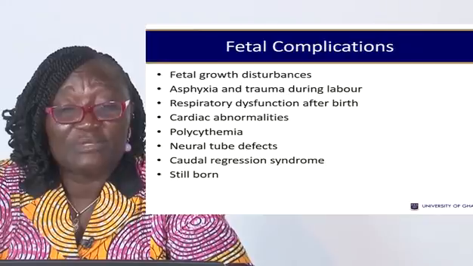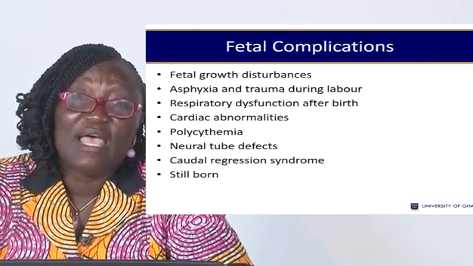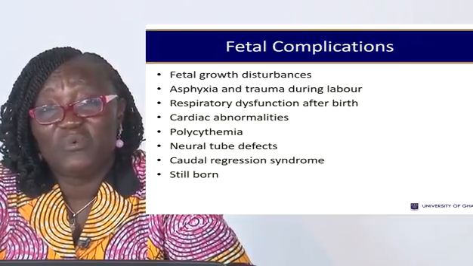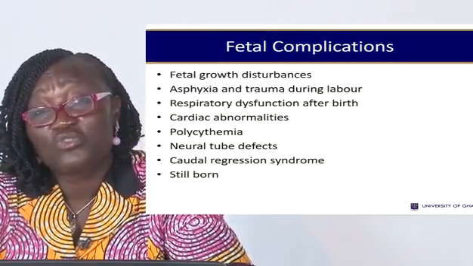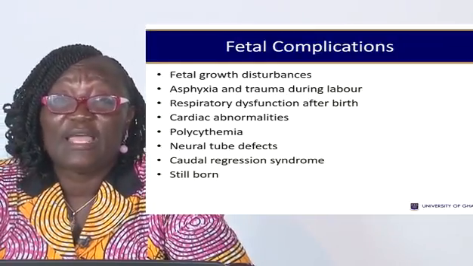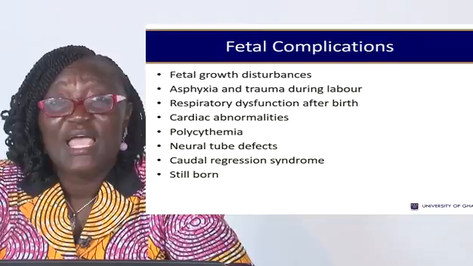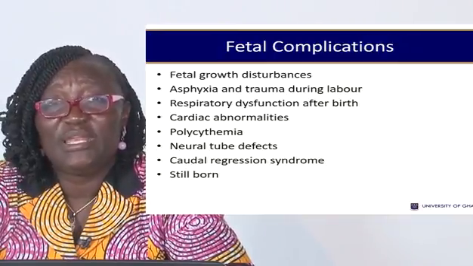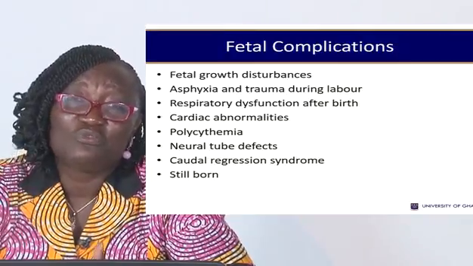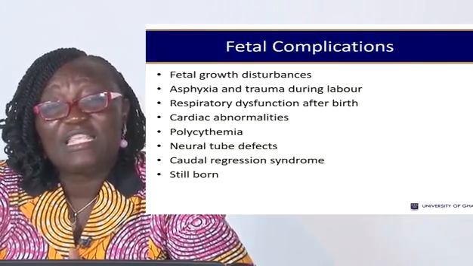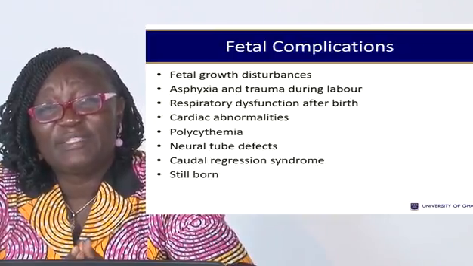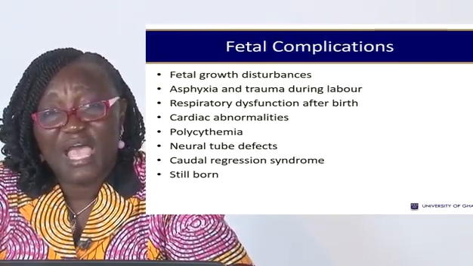So for fetal complications, we have fetal growth disturbances, and sometimes they can have low birth weight, but normally they become macrosomic or very big. And their head can also become very big, so it can have cephalopelvic disproportion. Asphyxia and trauma during labor will occur because the baby is very big. You try to maneuver, and this baby can get shoulder dislocation because the baby is big and we are trying to force the baby out.